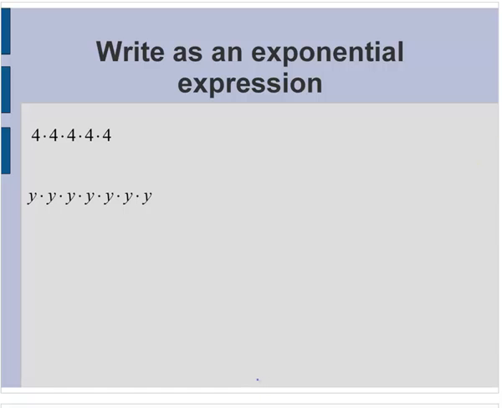So then, how would we write 4 times 4 times 4 times 4 times 4 as an exponential expression? Since there are 5 factors of 4, the base is 4, the exponent is 5. And so this would be 4 to the 5th power. Similarly, for the second example, y times y times y times y times y times y times y, there are 7 factors of y, and this can be written as y to the 7th power.